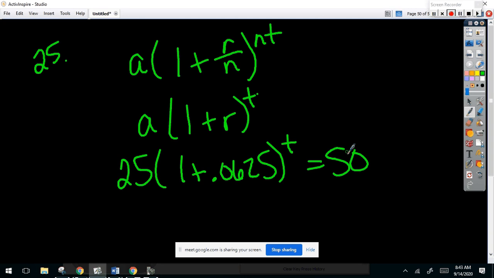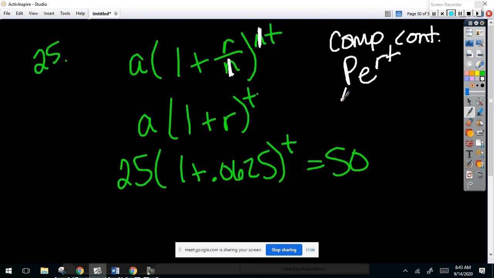What is Pert? Pert is whenever we compound continuously. If the problem says compound continuously, we use Pert. P is your initial amount, r is your rate, t is your time, and e is, of course, that irrational button on your calculator. Does that make sense? Because it told us how many times per year it was compounded, I used the one with the n in it.